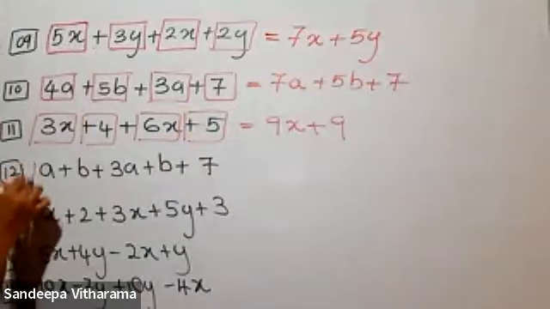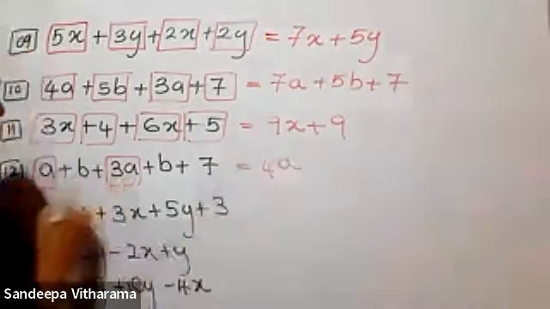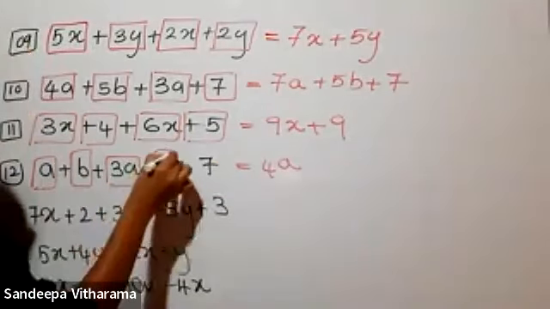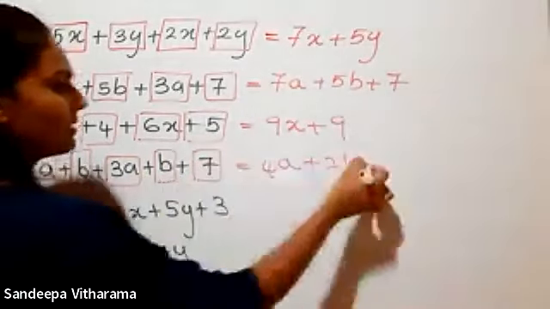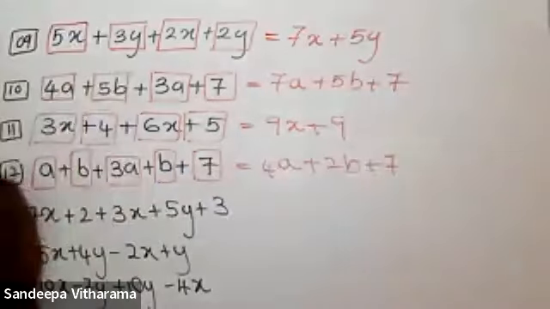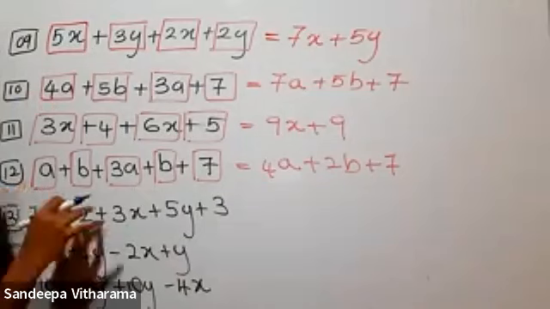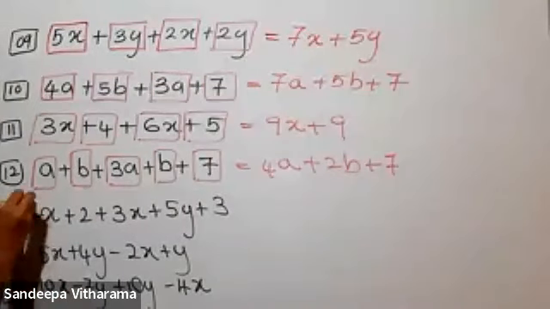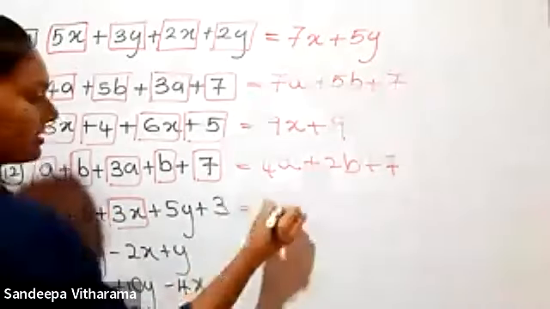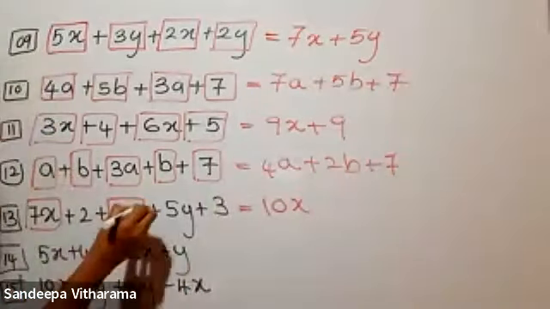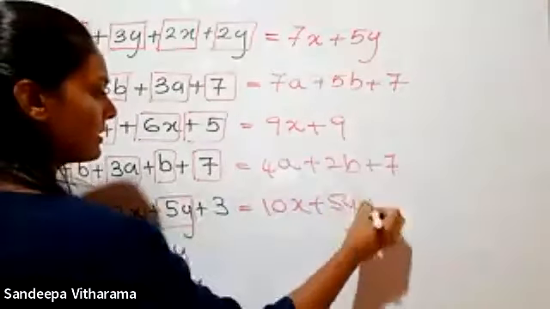Okay. Then a plus 3a added, it is 4a. Yes. And b added, it is 2b. And at last, we write the 7. Okay. Have you got it like this? Actually, no need to separate this. I just do it to identify. Okay. 7x and 3x are added. So the answer is 10x. Next, it is 5y because we always write the algebraic terms first.